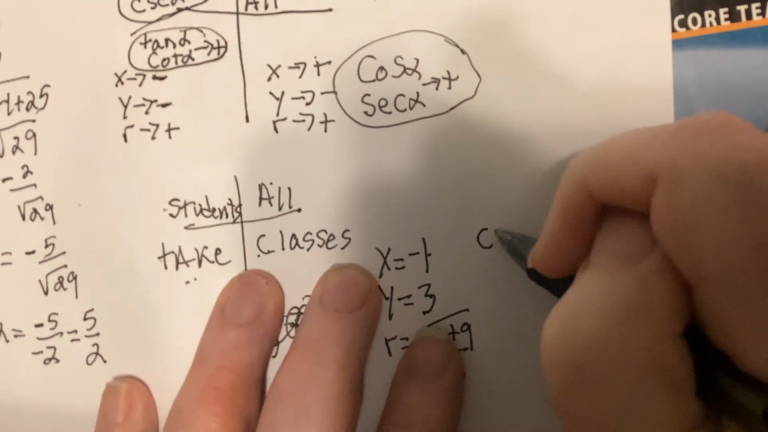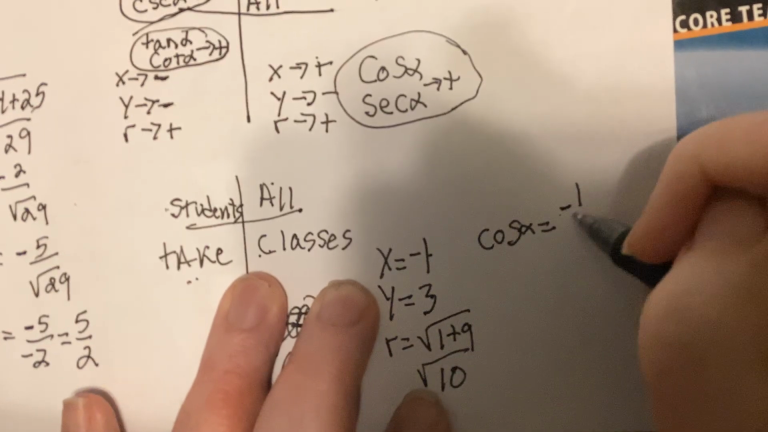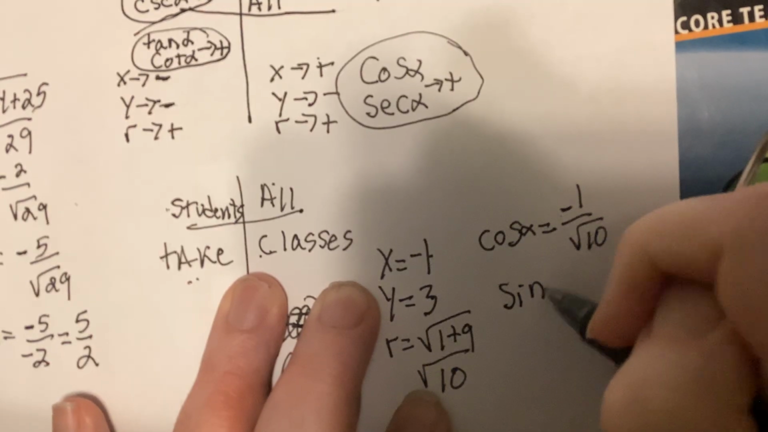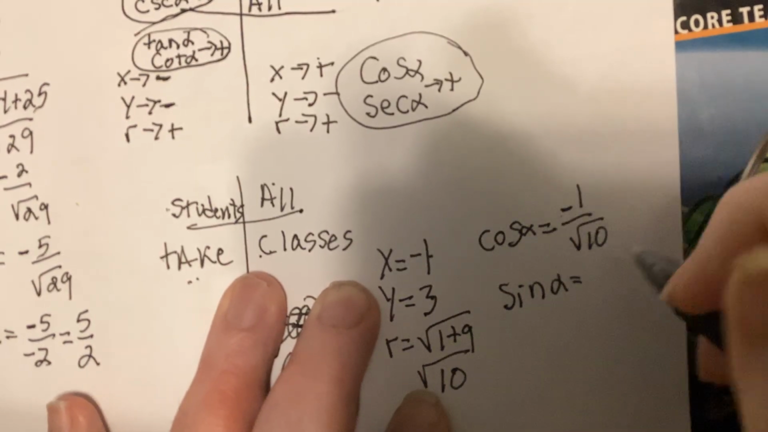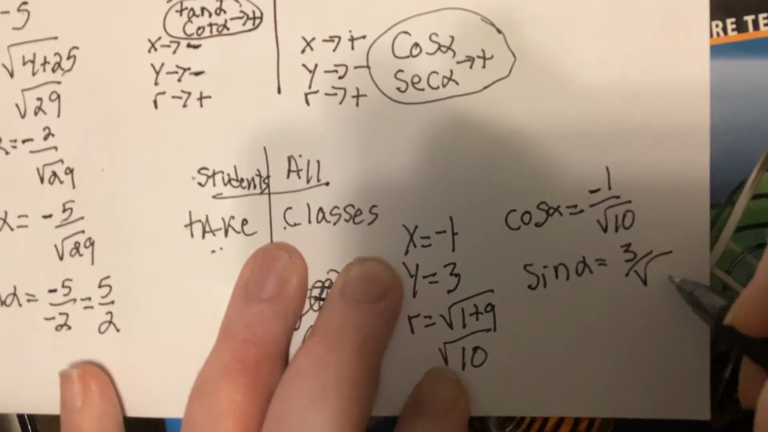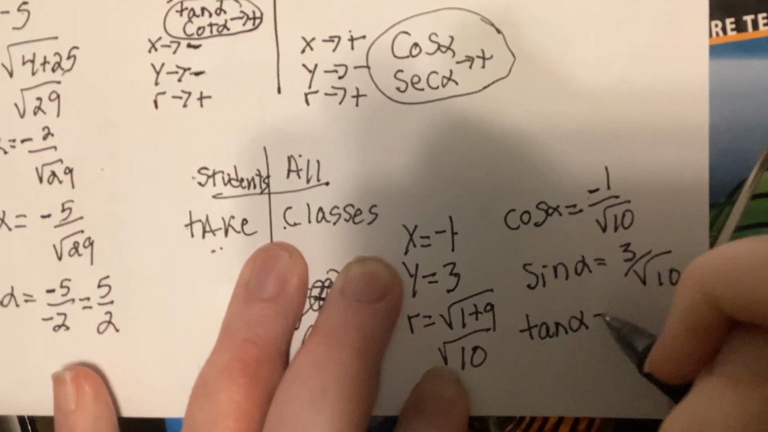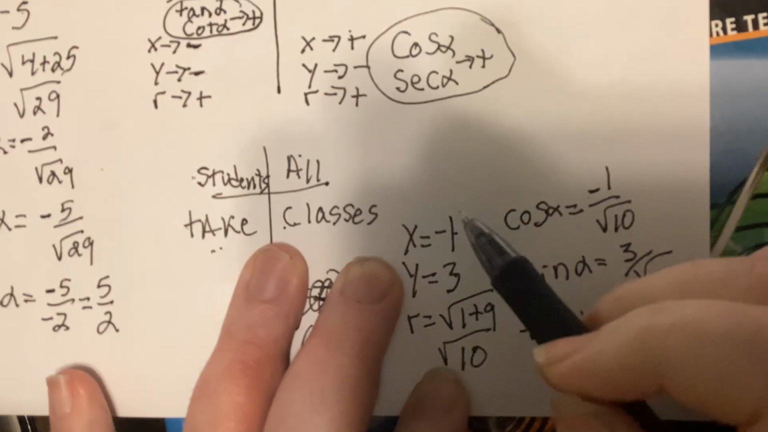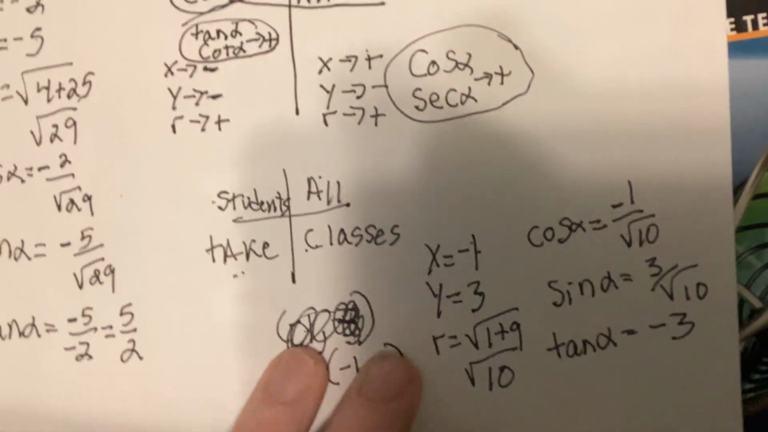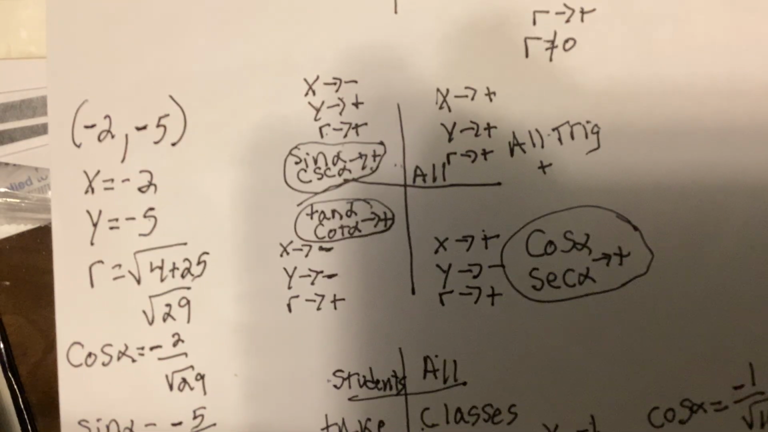So cosine is -1 over square root of 10. Sine is 3 over square root of 10. And tangent is y over x, which is -3. Okay. Yes.